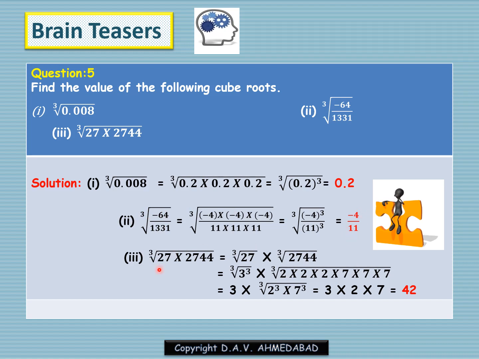Third is cube root of 27 into 2744. So we know that cube root of a into b is cube root of a multiplied by cube root of b. So cube root of 27 is 3, and cube root of 2744 is, yes, after doing prime factorization, you will get that it is 14. So answer is 3 into 14, which is equals to 42.